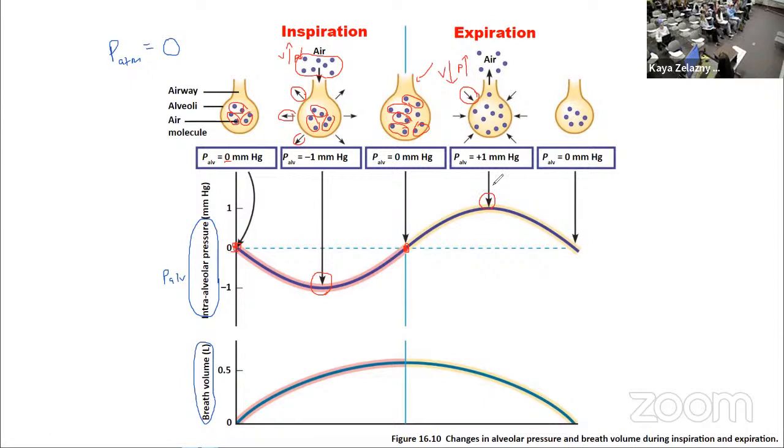That higher pressure is then ultimately going to force air out because we have a high pressure inside versus a low pressure outside. As air actually physically moves out, even though we have this smaller alveolus, we eventually come back to equilibrium, back to zero. We've equalized the pressure in our lung to the pressure in the environment.